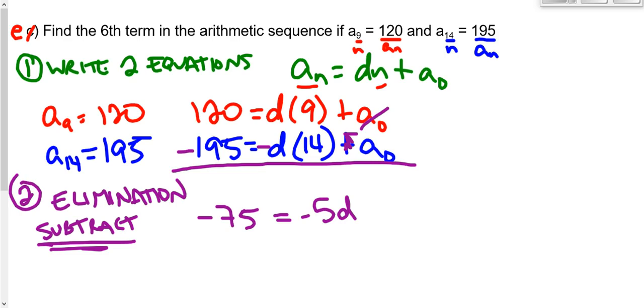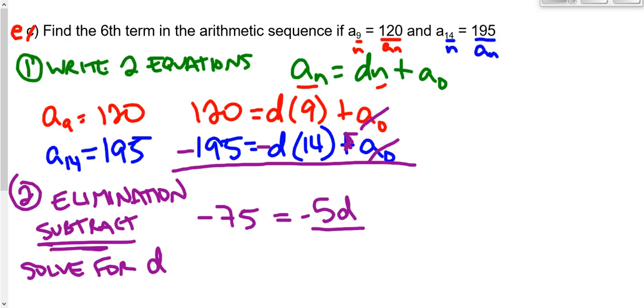My a sub 0s cancel. So plus or minus nothing. That term is gone. That's why we're using elimination. It removes a sub 0 from the equation, and it allows me to solve for d. So that's what we're doing here. Solve for d. So all I have to do to finish up this step is just get d completely alone.